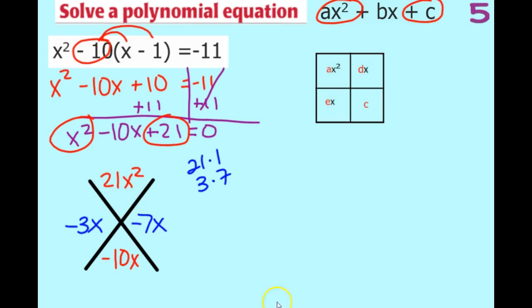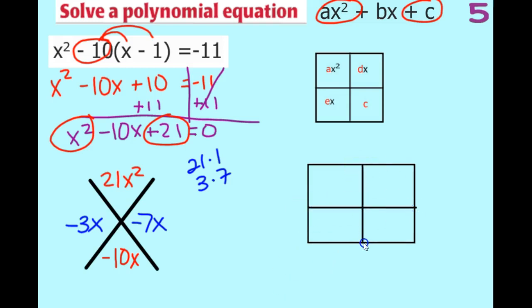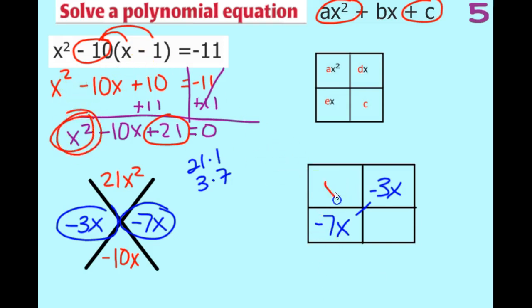So next, we need to draw our own box here. So draw yourself a rectangle or a box here. And these two terms that we just figured out, remember they go in our diagonal here, negative 3x and negative 7x. And then our first term comes from our equation right here is x squared. Last term is 21.